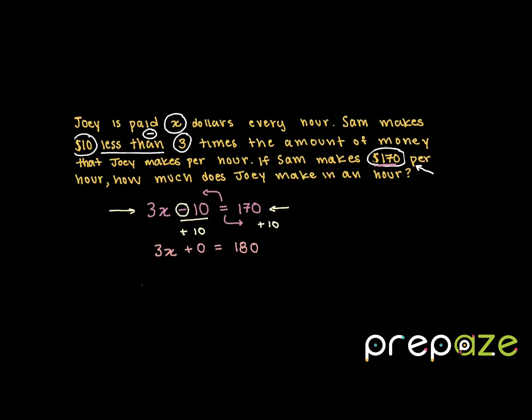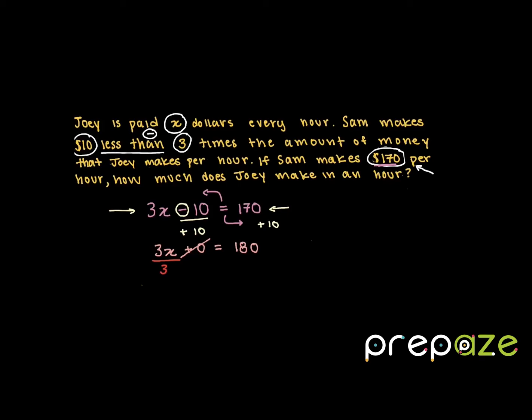3x plus 0 is just 3x, so I'm just going to get rid of this because we don't really need it. So now I have 3x is equal to 180. Well, now I see that 3 is being multiplied with the x. Well, the opposite operation for multiplication is division. So I'm going to divide 3x by 3.